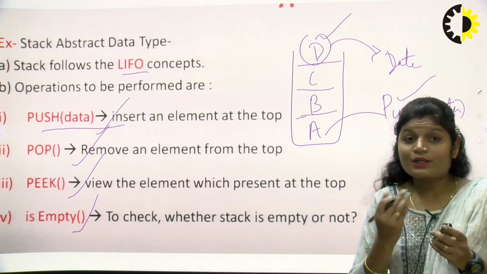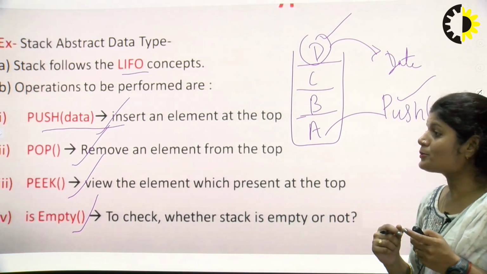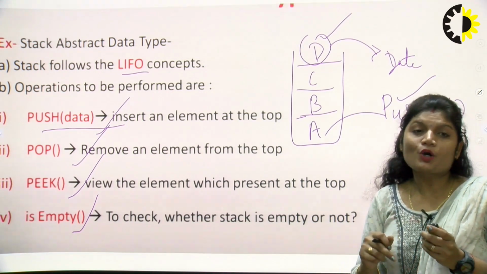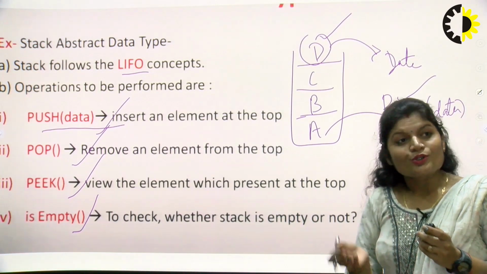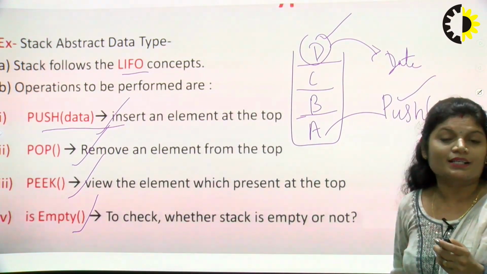Okay. The second operation is pop. What does the pop operation perform? The pop operation removes an element. So if you declare pop in your program, the element is deleted. So what type of operation is this? This is ADT, abstract data type.